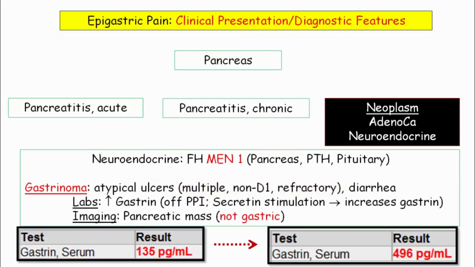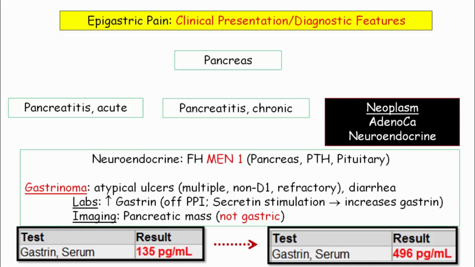The lab features include an elevated gastrin level, and I do emphasize this should be obtained off of proton pump inhibitors, as use of those agents is associated with elevated gastrin levels in response to the acid suppression. And look what I've discovered again, another use of the secretin stimulation test. Patients with gastrinomas have an increased release of gastrin in response to an IV infusion of secretin, as demonstrated with this patient who presented with abdominal pain and diarrhea.